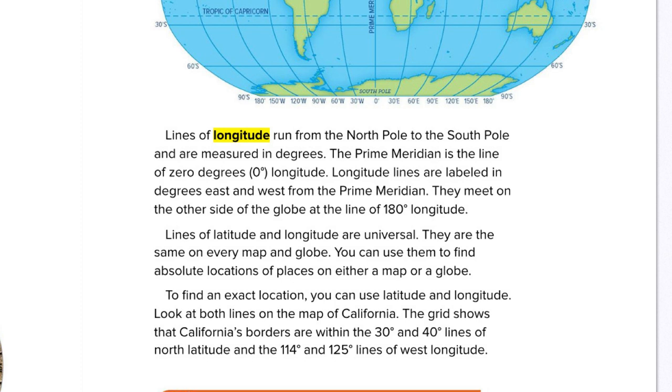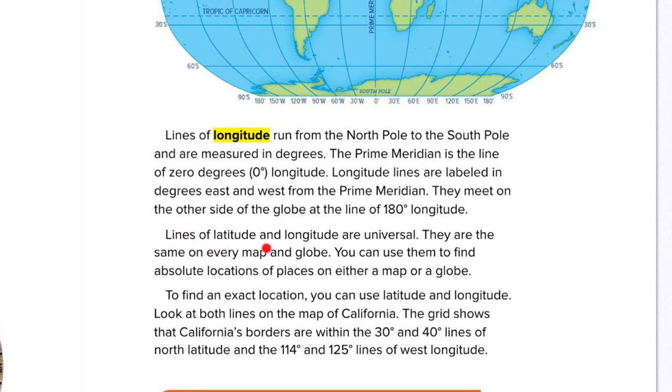Lines of longitude run from North Pole to the South Pole and are measured in degrees. The prime meridian is the line of 0 degrees longitude. Longitude lines are labeled in degrees east and west from the prime meridian. They meet on the other side of the globe at the line of 180-degree longitude.